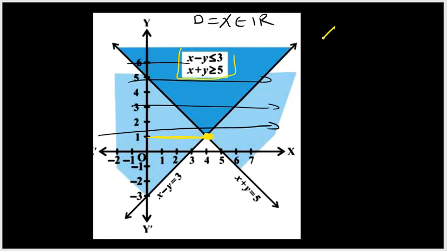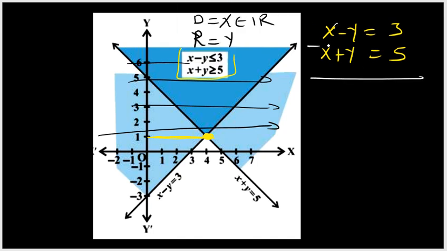The two equations are x minus y is equal to 3, and the second one is x plus y is equal to 5. Forget the inequality and take it as it is. Since we need to find the range, it's all about the y. So let us keep the y and try to eliminate the x. To eliminate x, we need to subtract: x minus x will go, negative y minus y will be negative 2y, and 3 minus 5 will be negative 2. If you divide both sides by negative 2, y is equal to 1.